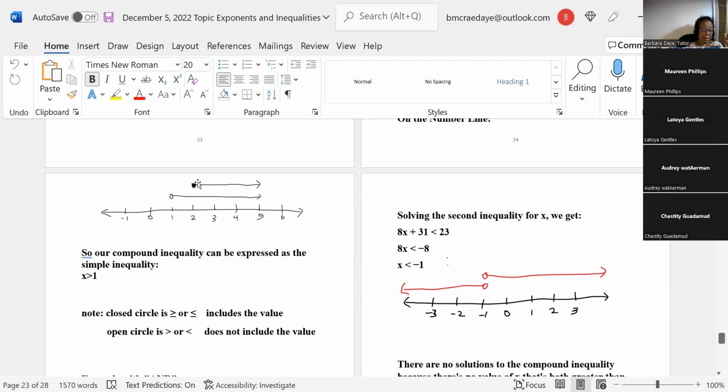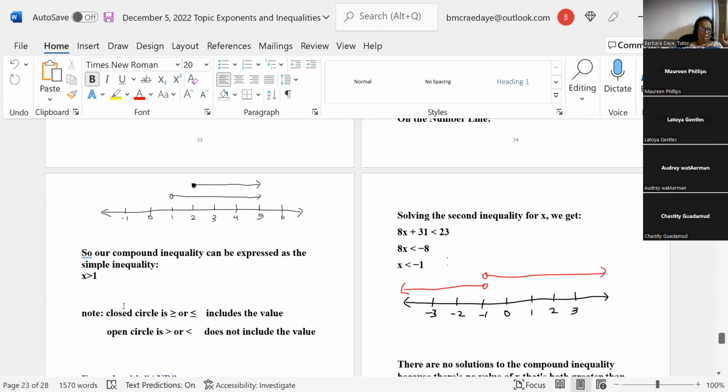If I give you a number line and it has a shaded circle, then the inequality has to be a greater than or equal, a less than or equal. If it's an open circle, then it's got to be a greater than or a less than. Does not include the value. Okay. So those are some rules that we've been looking at.